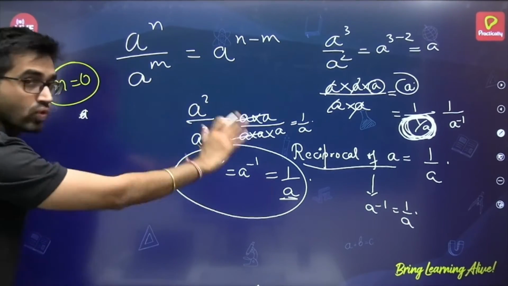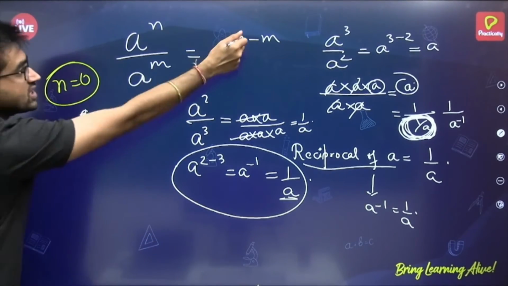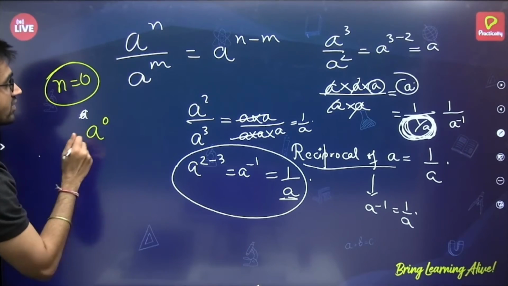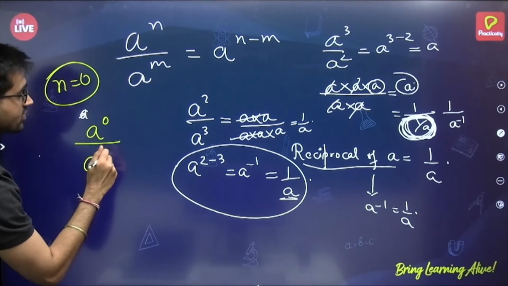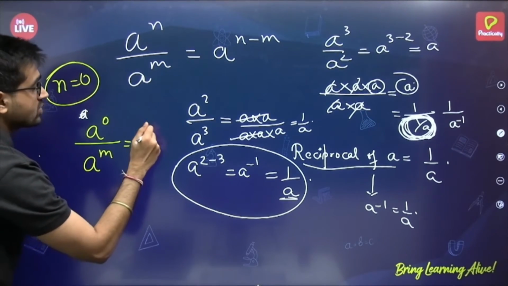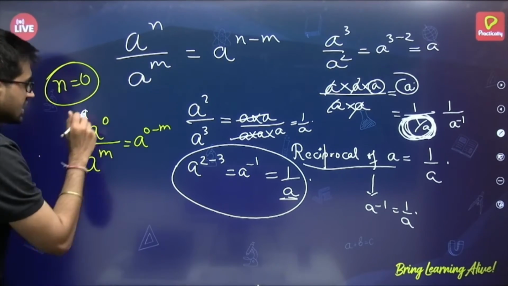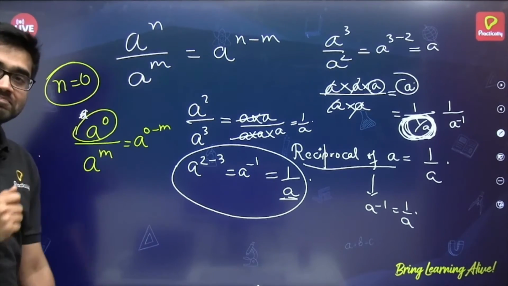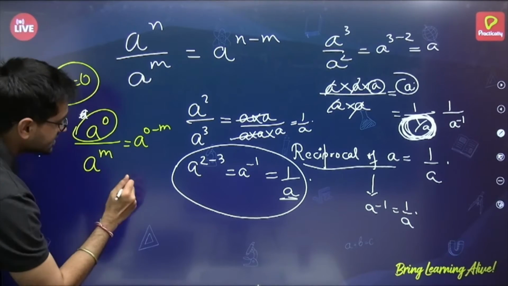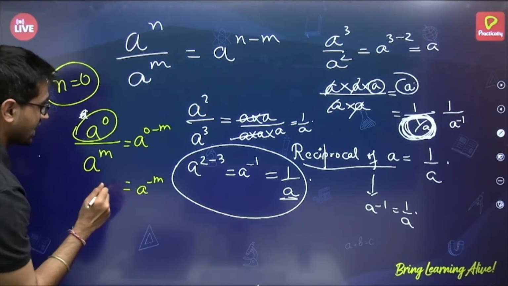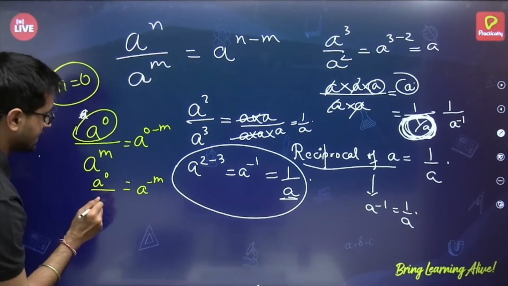Just 1 second and you have reached. If I put n = 0, this will become A to the power 0, this will become A to the power m, and this will become A to the power 0 minus m. Now the trouble is, sir, what is A to the power 0? I know this is A to the power minus m. I do not know this, and I know this.